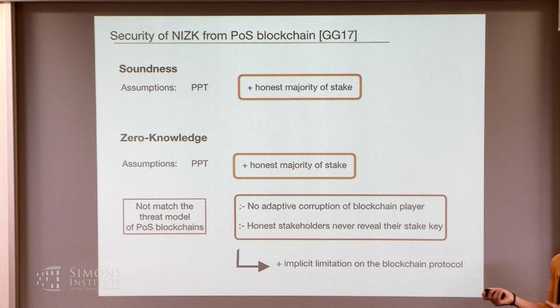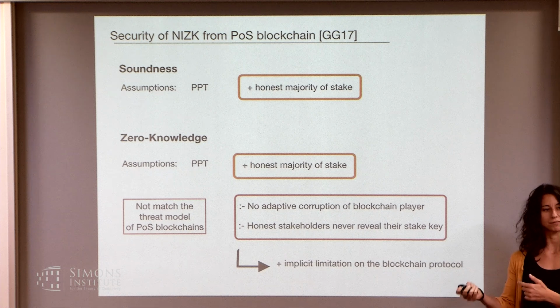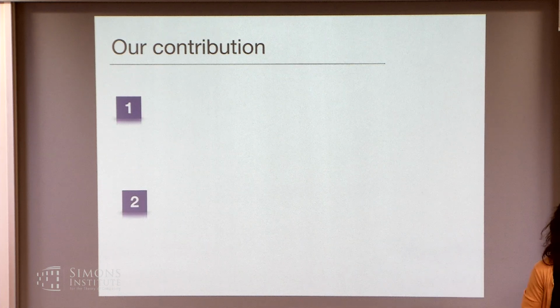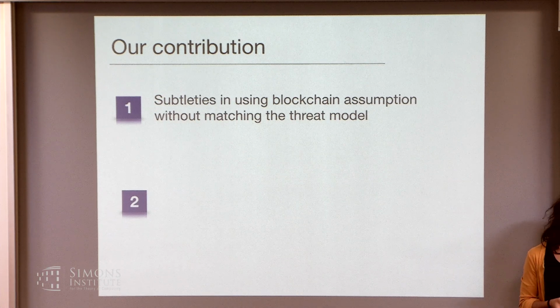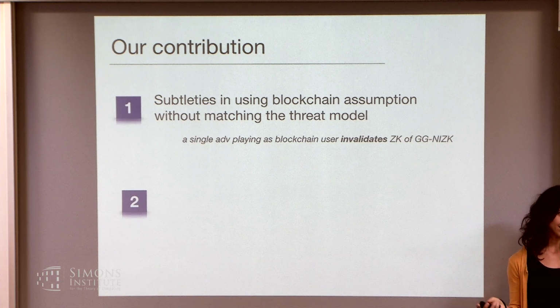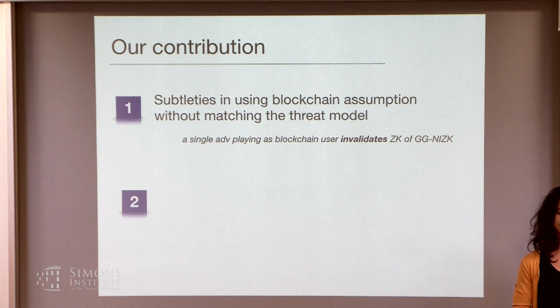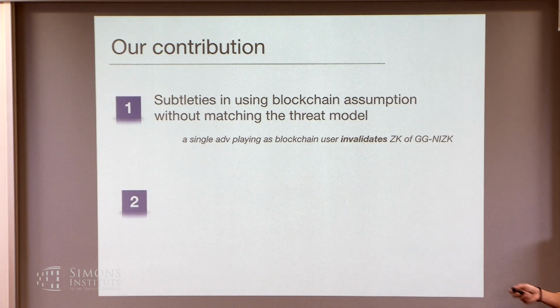So basically, what we can see is that it doesn't really match the threat model that we assume for the blockchain. It is slightly more constrained, so we're adding more constraints. So in our work, as a first contribution, we highlight some subtleties that arise when you want to use a blockchain in your crypto protocol. In fact, if you're not careful in matching the threat model of the blockchain assumption that you're using, then subtleties can arise. And in fact, we show that a single adversary playing in the blockchain, like a legitimate player, could break the zero-knowledge property of what I call GG NISC, referring to the NISC of Goyal and Goyal in 2017. In light of this, this leaves open the question of whether we can build publicly verifiable zero-knowledge just leveraging some blockchain assumption.